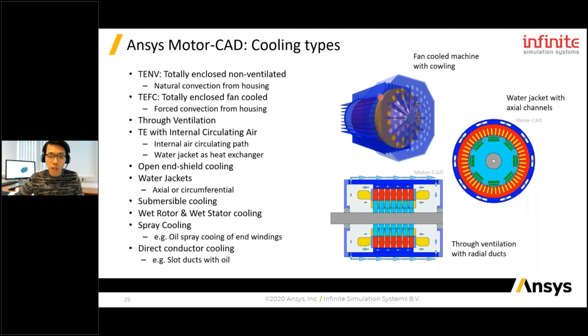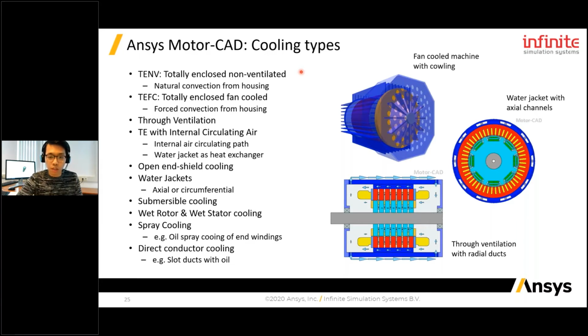And it includes a wide variety of different cooling techniques. So, for instance, not just natural convection and forced convection, but also through ventilation, water jackets, and even spray cooling for your end windings. As new cooling techniques keep being introduced into the industry, Motor CAD keeps including them in the thermal analysis, so that you can use the accurate cooling type for your own design.